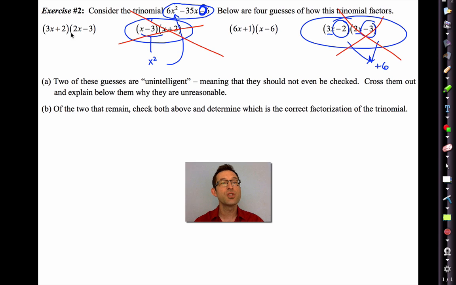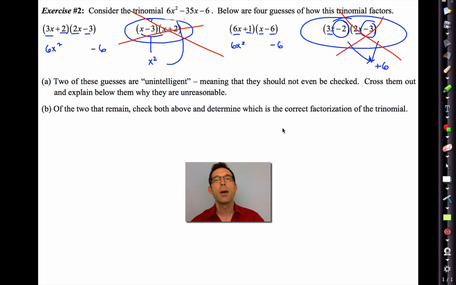All right, these 2 are both reasonable guesses, and let's again talk about that for a second. These are reasonable because 3x times 2x is 6x squared, and 2 times negative 3 is negative 6. So the first term matches, and the last term matches. Likewise, 6x times x is 6x squared, and 1 times negative 6 is negative 6. So again, that's a reasonable guess. But one of them's correct and one of them's not correct, all based on this negative 35.